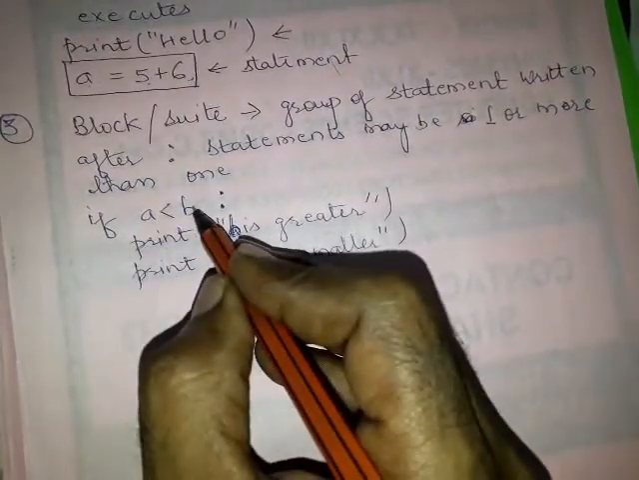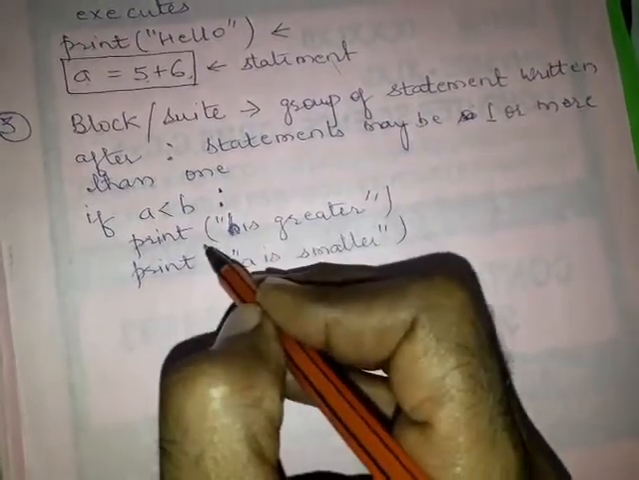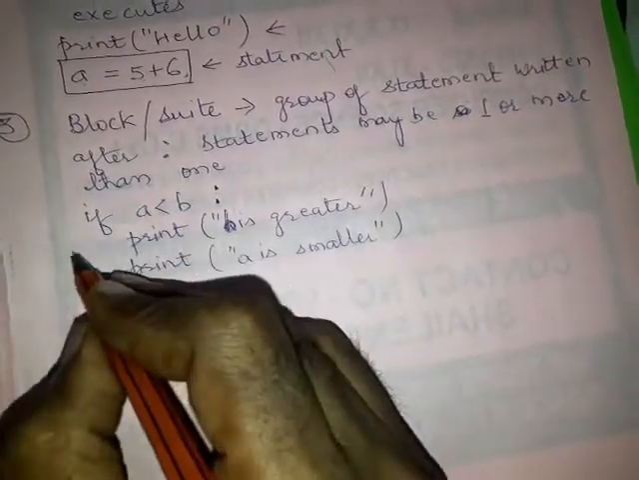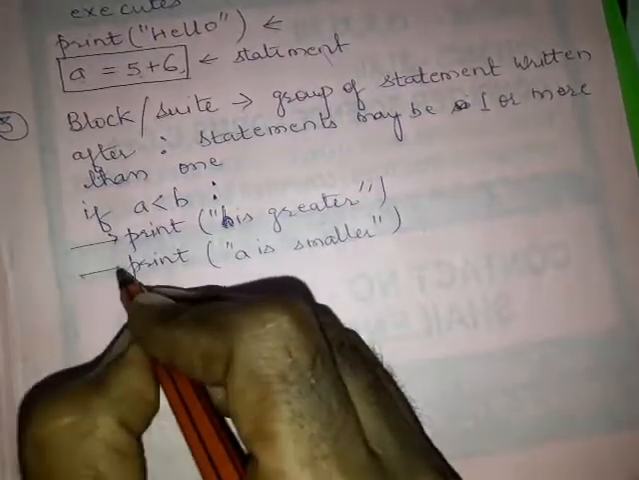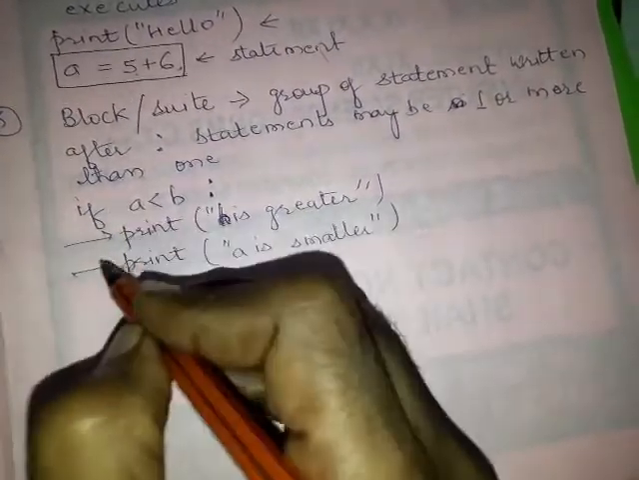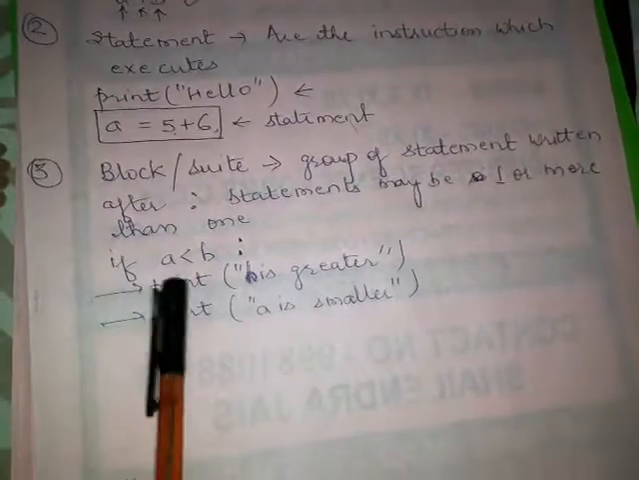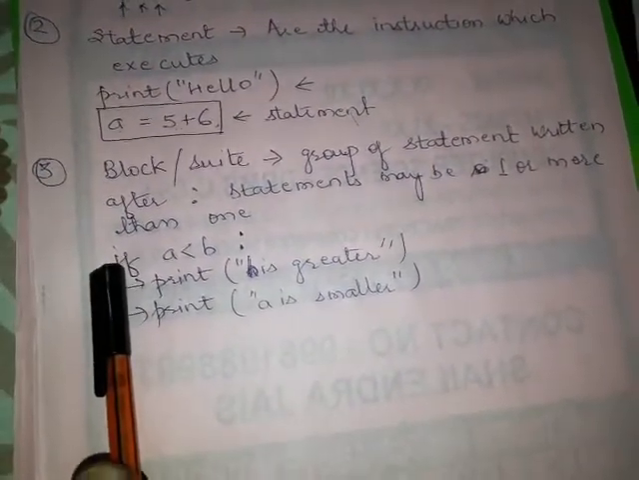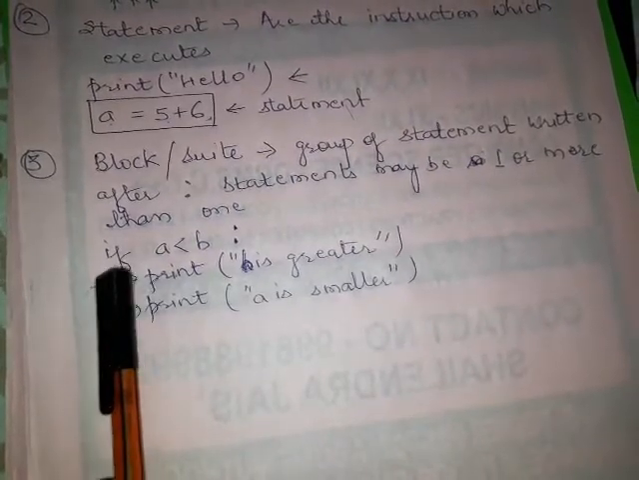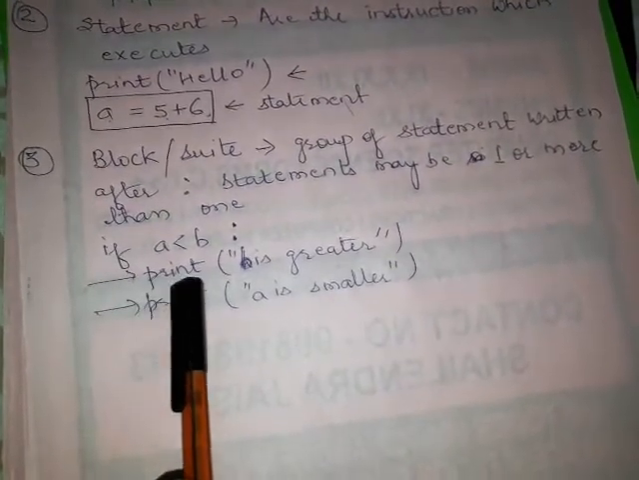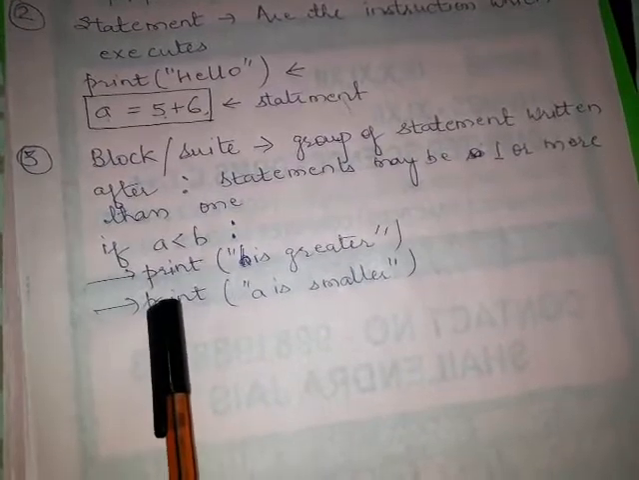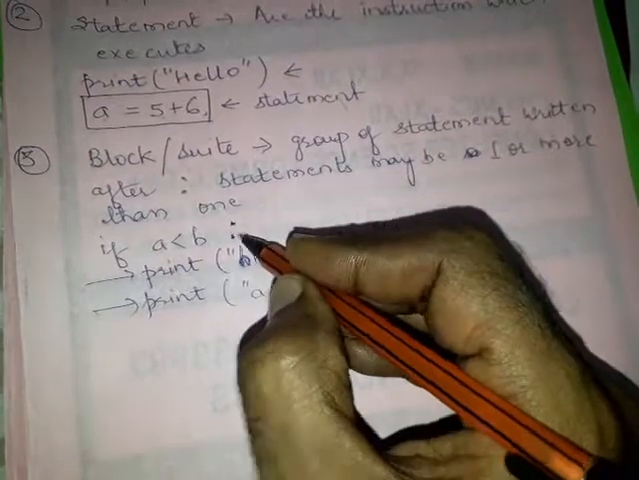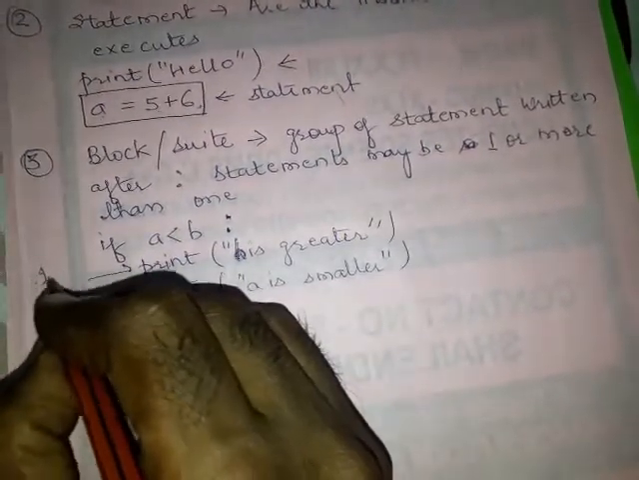If a is greater than b, our block starts from here. Here I write two print statements under this block, and these two print statements are written with some indentation. It is called indentation. Indentation means leaving some space, not writing just below this. If I write the block by leaving some space, Python will automatically give the block if you write a colon over here. Okay, so this is indentation.